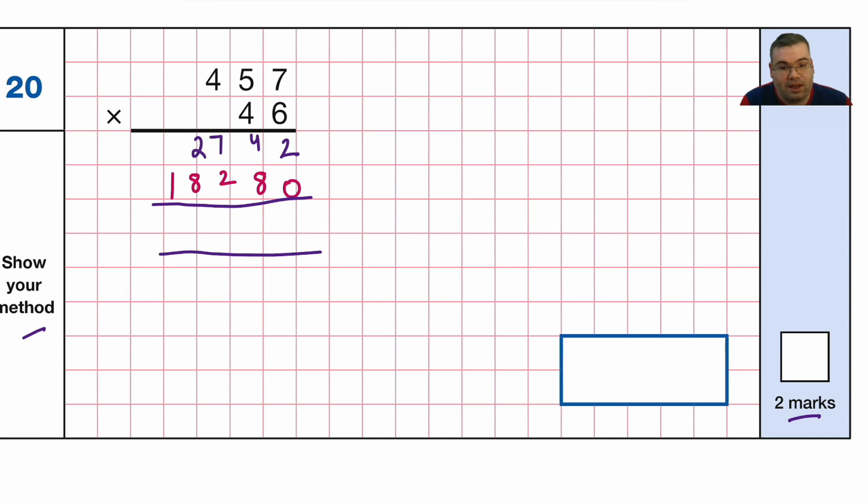So now let's add them. 2 plus 0 is 2. 8 plus 4 is 12. Write 2 and carry 1. 7 plus 2 is 9 and 1 is 10. Write 0, carry 1. 8 and 2 is 10 and 1 is 11. So write 1 and carry 1. And 1 and 1 is 2. So the answer is 21022, right? So you need to do it carefully.